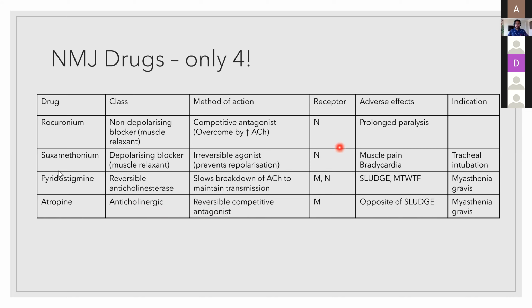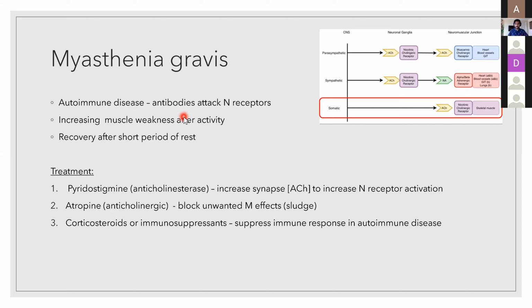We're looking at specifically the somatic nervous system, our voluntary muscle movements with skeletal muscle. It's an autoimmune disease where our own antibodies attack our nicotinic cholinergic receptors. So there's less of these receptors to be activated by acetylcholine. And one of the symptoms we'll experience is increasing muscle weakness after activity, because our body's having difficulty contracting that muscle because there's less nicotinic cholinergic receptors. But we do recover after a short period of rest because this junction comes back to a balance.